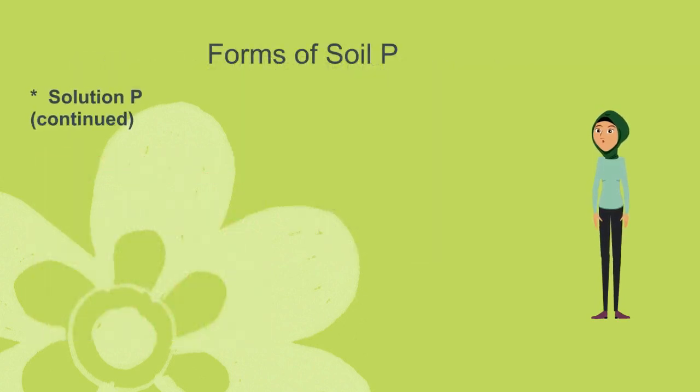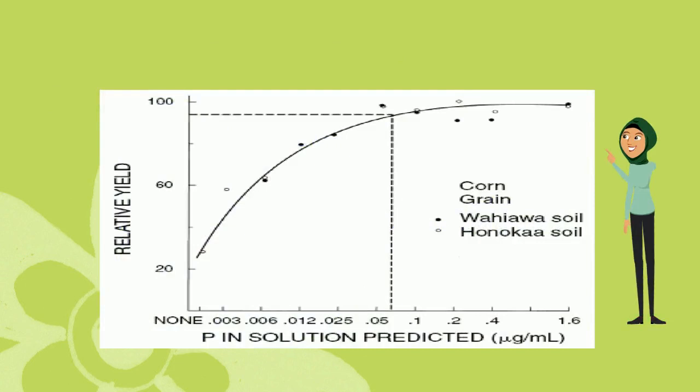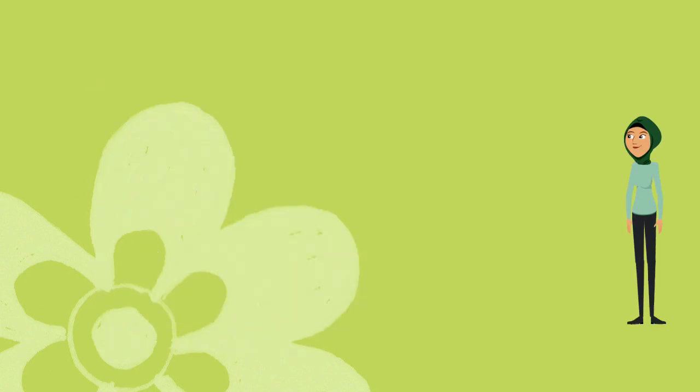Solution P required by plants depends on crop species and level of production. For example, maximum corn yield may be obtained with 0.01 ppm P if yield potential is low, but 0.05 ppm P is needed with high yield potential. This is the graph, as you can see.